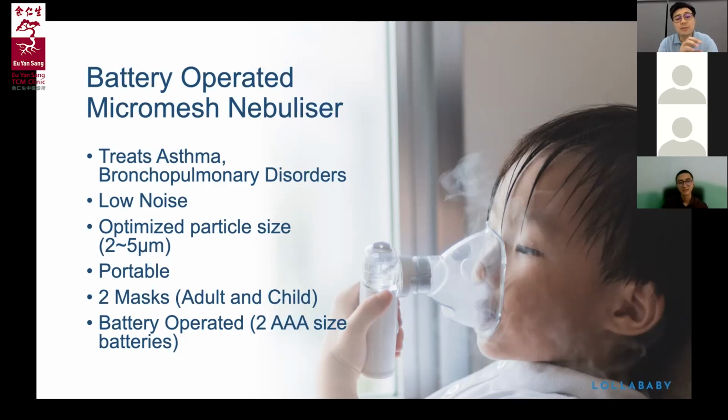It also has to be plugged into a power socket, so it's not very portable, right? So our nebulizer is battery operated, and it's almost no noise. It comes with 2 masks, so the adult and child can both use the nebulizer as well.